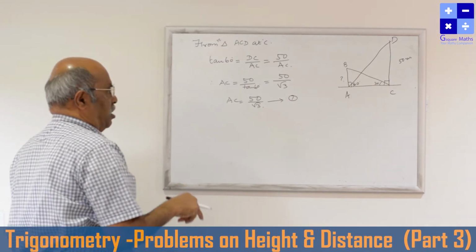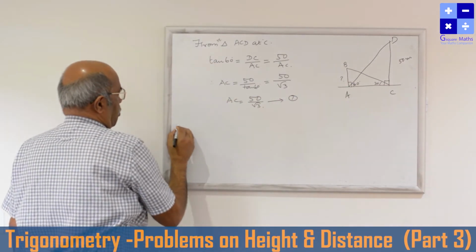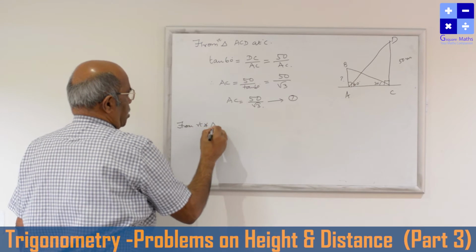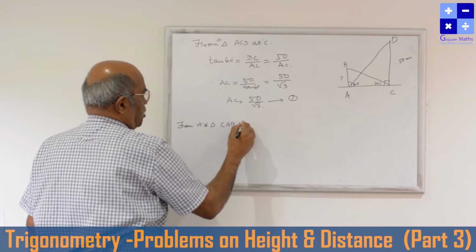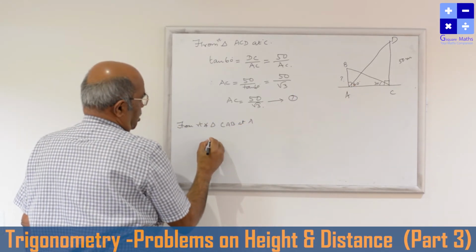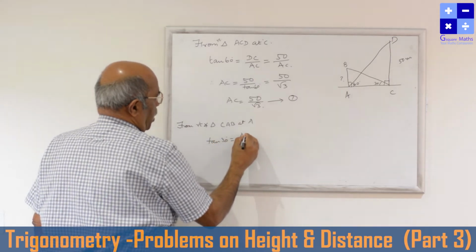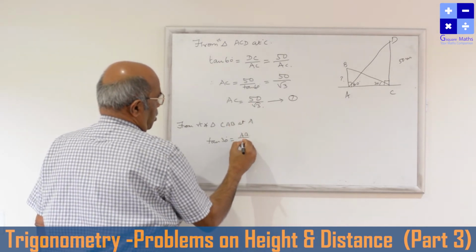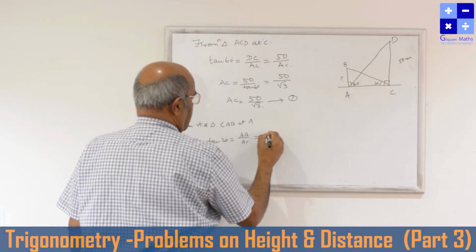Take the another right angle triangle which is available in the figure, ABC. From right angle triangle CAB at A, at A is a 90 degree. So tan 30 is equal to AB by AC. AB is the height of the building which you are asked to find out. So then keep it AB itself.